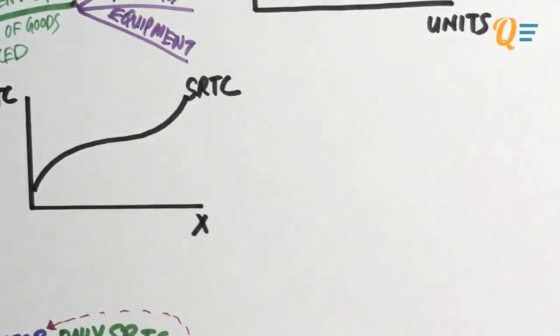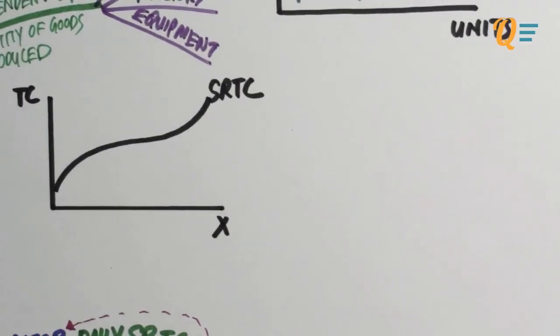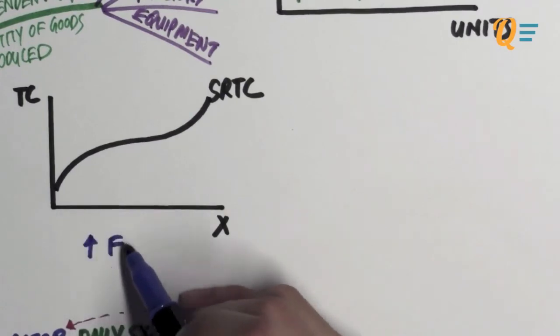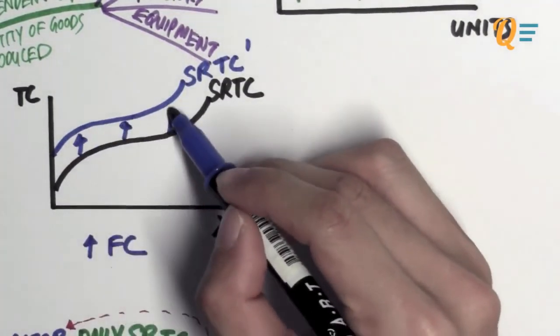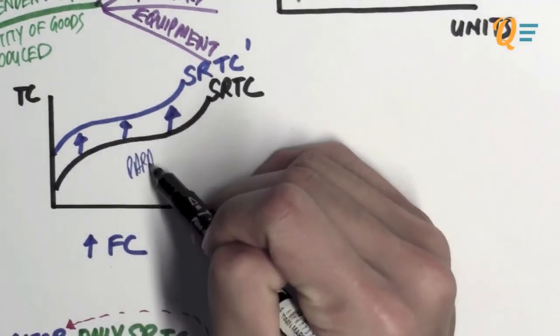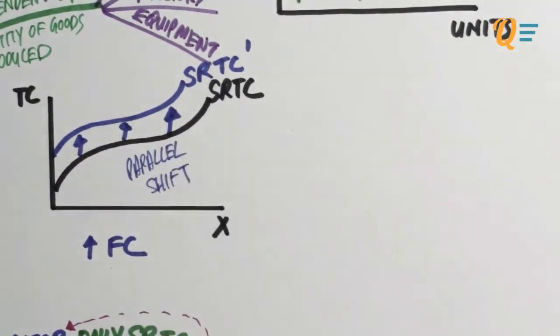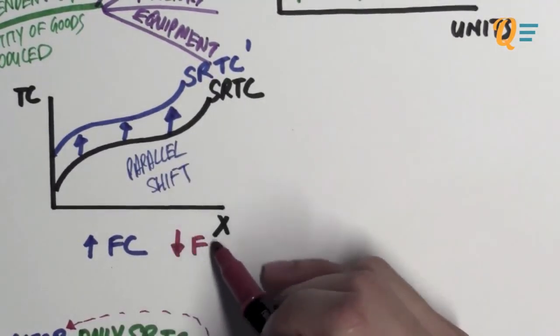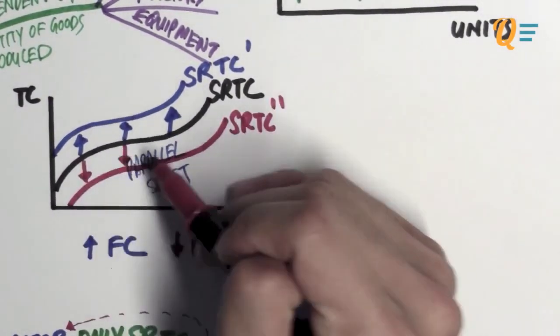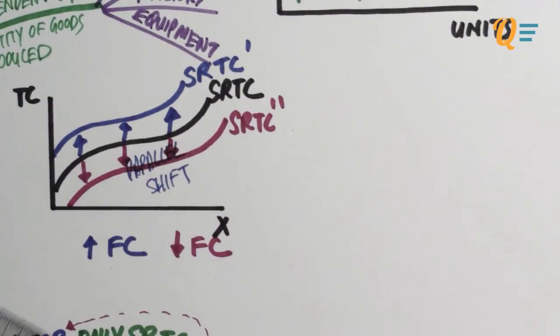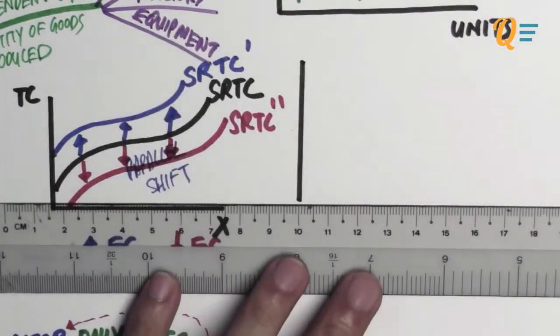Let's assume that there's going to be an increase in fixed cost. Okay, so there's going to be an increase in fixed cost. What happens is similar. Your short-run total cost curve is going to shift up in a parallel fashion, okay? So that is what's going to happen when there's an increase in fixed cost. What about a decrease in fixed cost? So the opposite is going to happen. You're going to see a parallel downward shift of the short-run total cost curve.